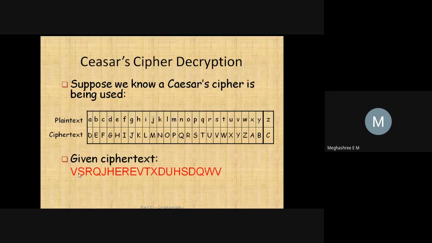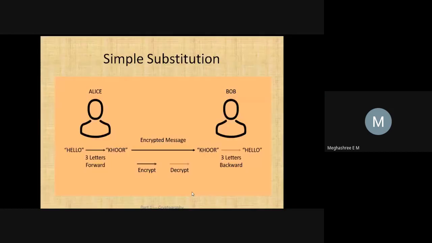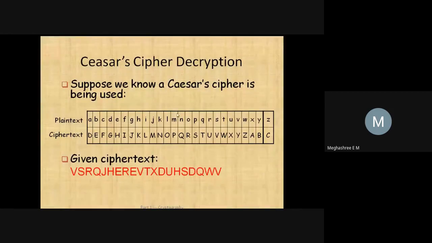Anyone? What is the key used for Caesar cipher? See, in the previous slide, I said the shift by is 3, then it is a Caesar cipher. That means the key is 3.